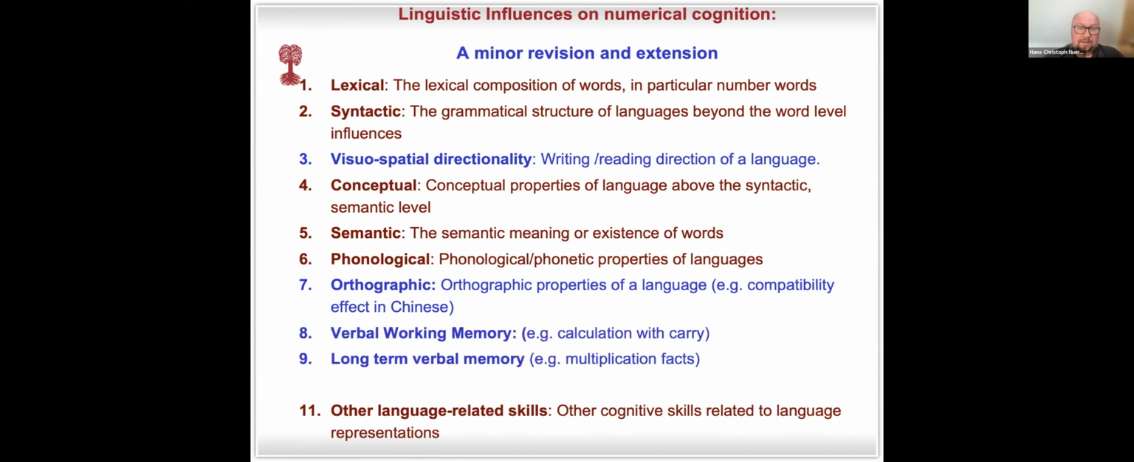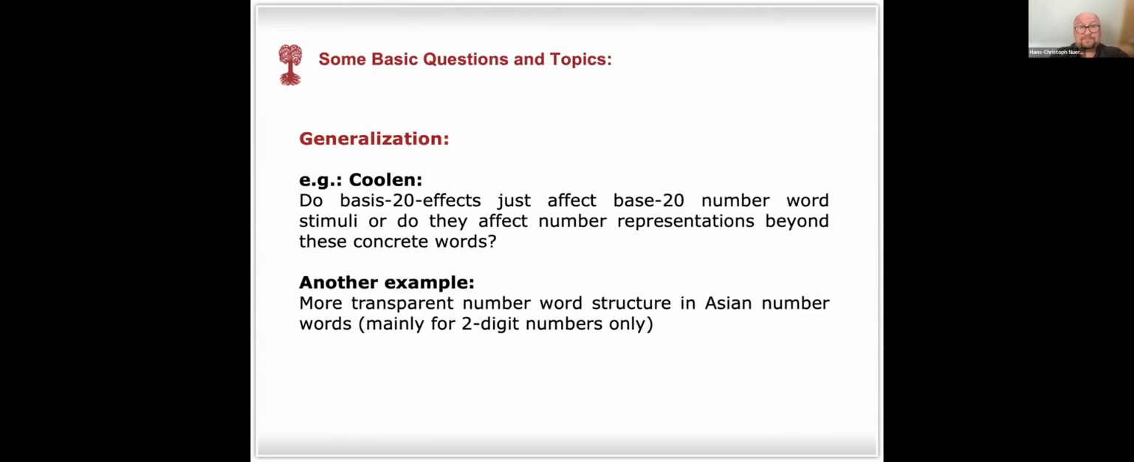And then we think you should also add psychological concepts like verbal working memory and long-term memory, for instance, multiplication facts, verbal working memory, calculations with carry, and perhaps also language modality, spoken versus written number words, which seems to play a major role, as Ilse showed in her talk. But even so, these are all different levels. Some might be more important, some might be less important.